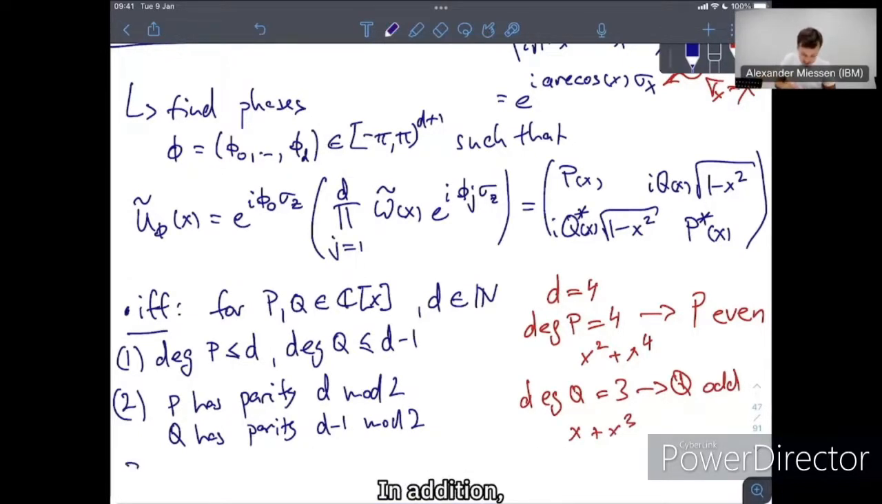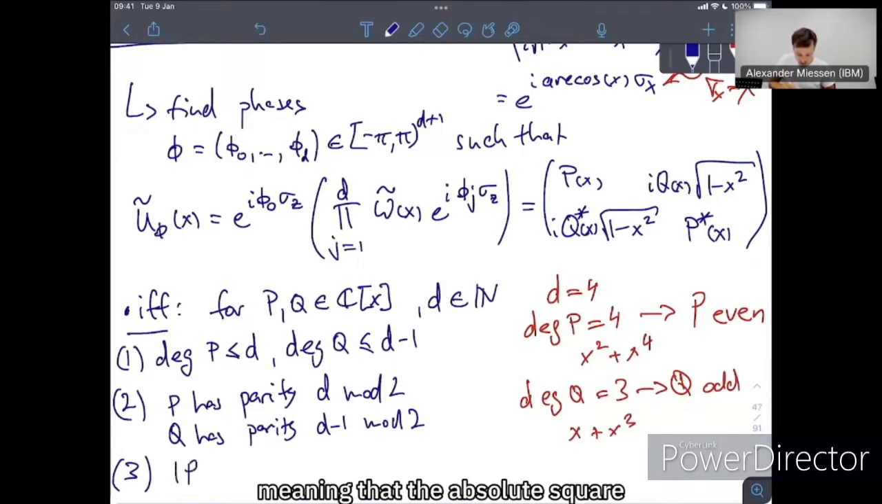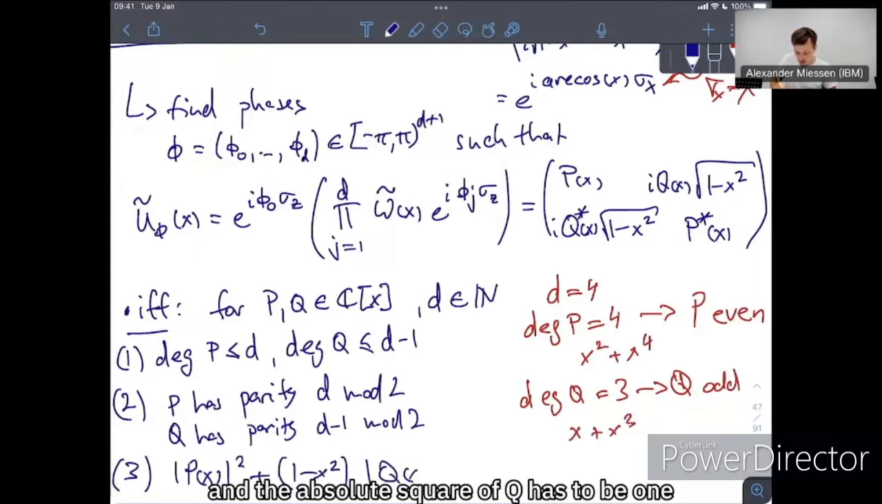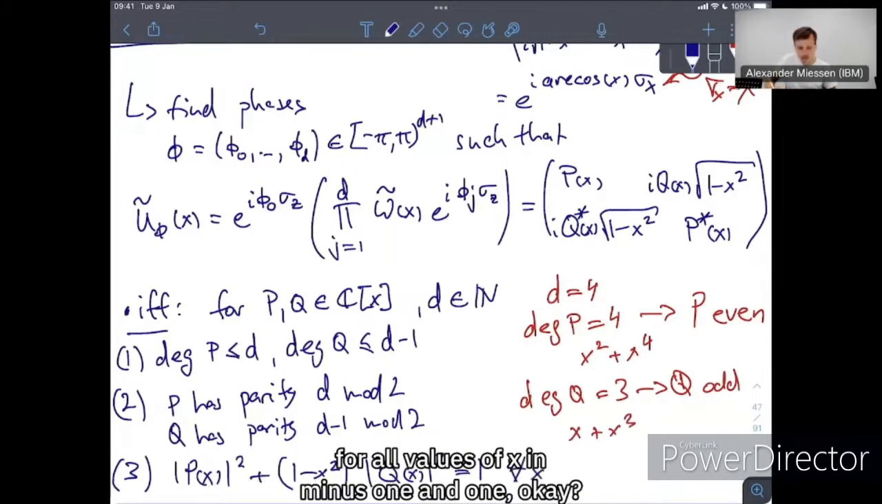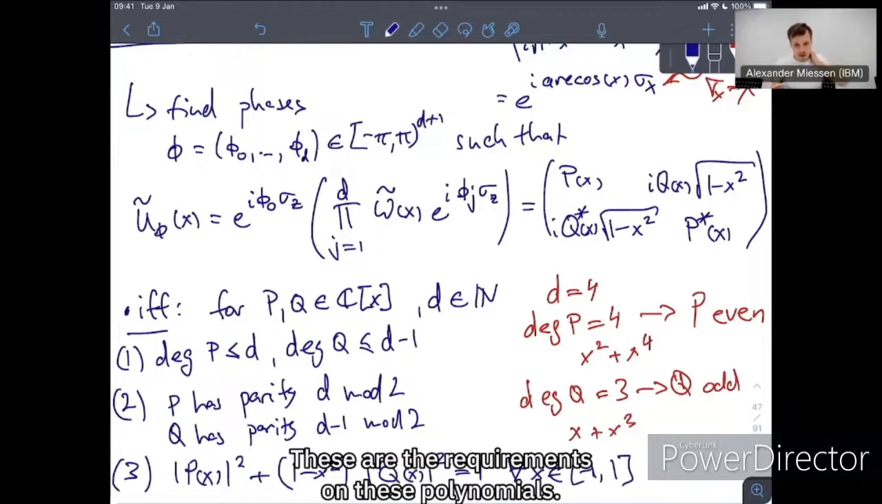Okay? So nothing more than these two statements. In addition, there's a third requirement on these polynomials, meaning that the absolute square of p plus 1 minus x squared times the absolute square of q has to be 1 for all values of x between minus 1 and 1. Okay? That's it. These are the requirements on these polynomials.